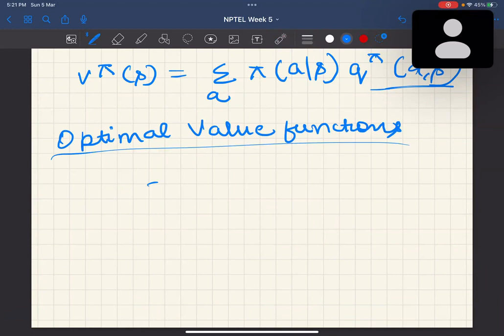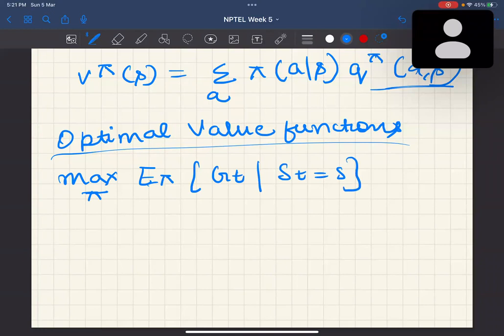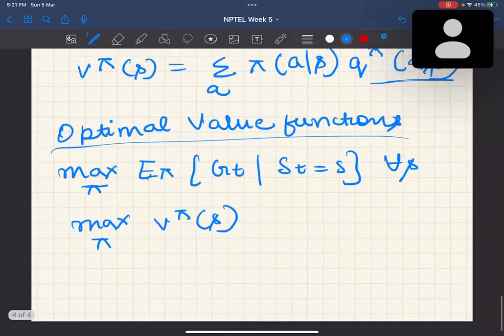Optimal value functions. Now what we want is the maximum value here, basically the maximum value function, which means the maximum expected return for all S, or I can say the maximum value function for every state. This is our main motive.